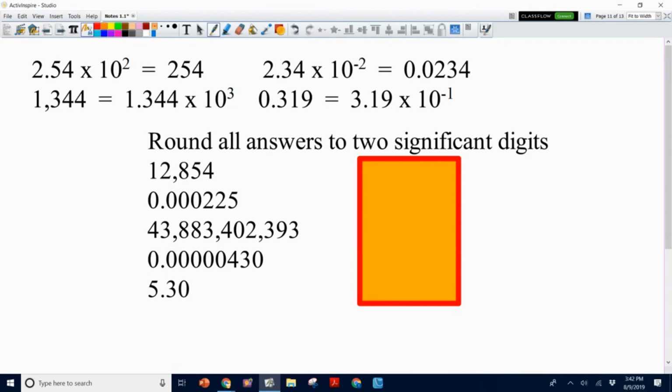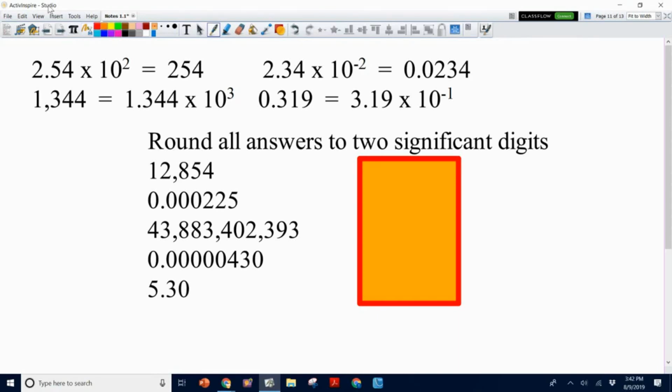Okay, so I want you to take these 5 numbers that are written here, and I want you to write them in scientific notation and just round all of your answers to 2 significant digits. So go ahead and pause the video, write those down, and see if you can convert those into scientific notation, and let's look at the answers.